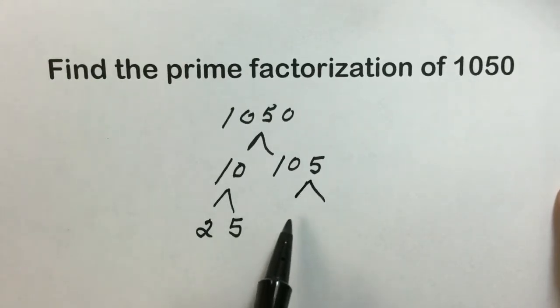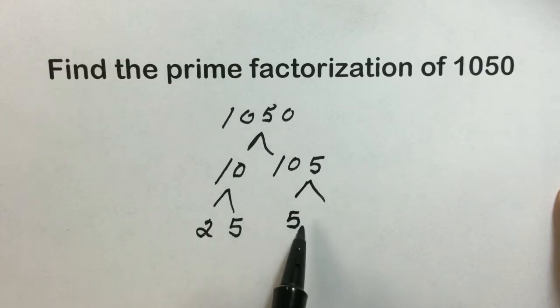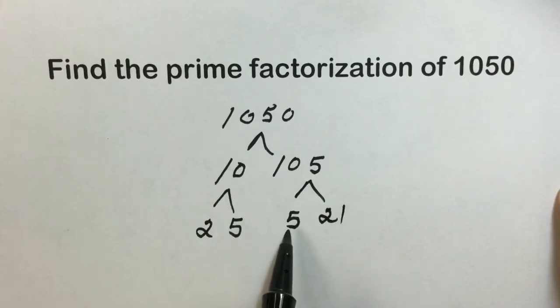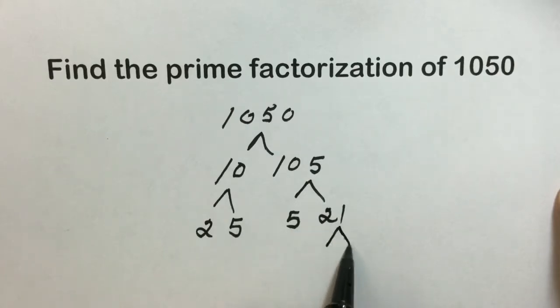105 is divisible by 5, so we might choose to express 105 as 5 times 21. The 5 is prime, so we're done there, but 21 is not. 21 can be broken down into 3 times 7, each of which is a prime number.